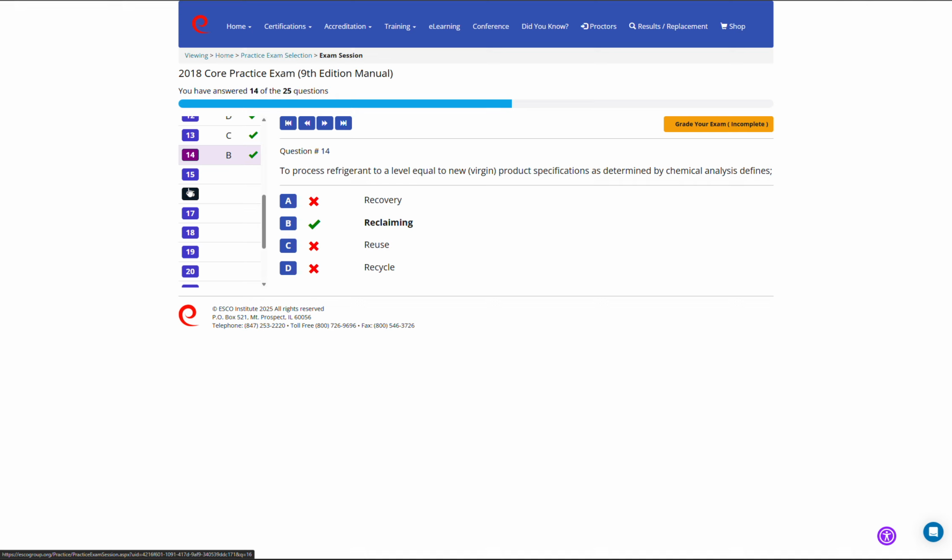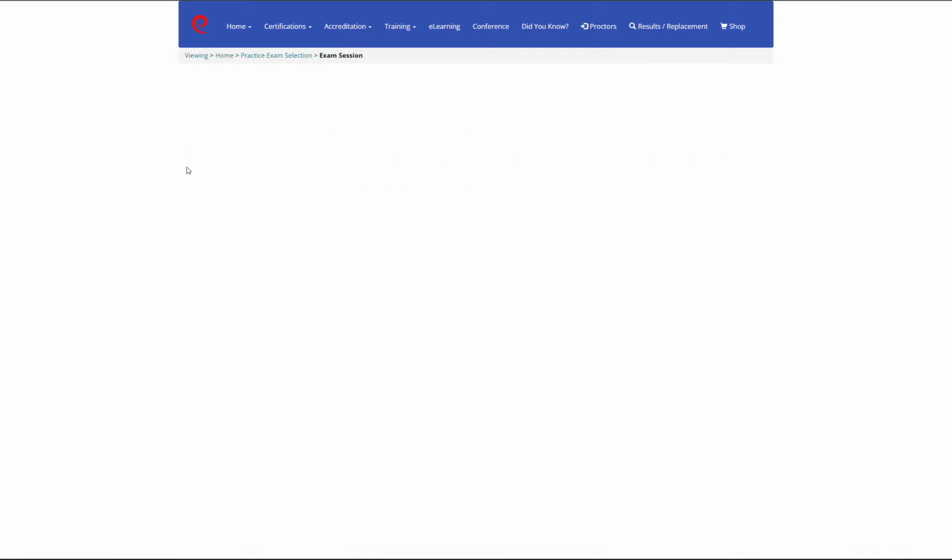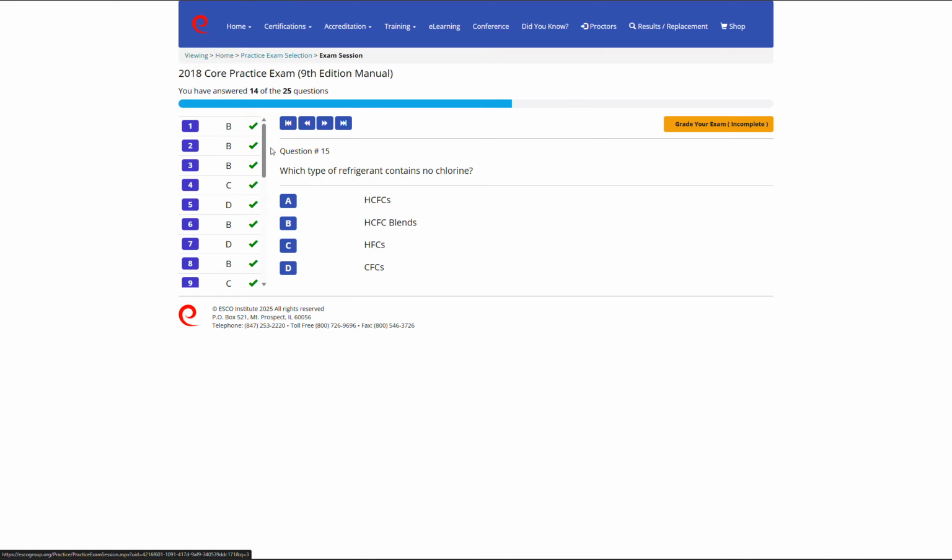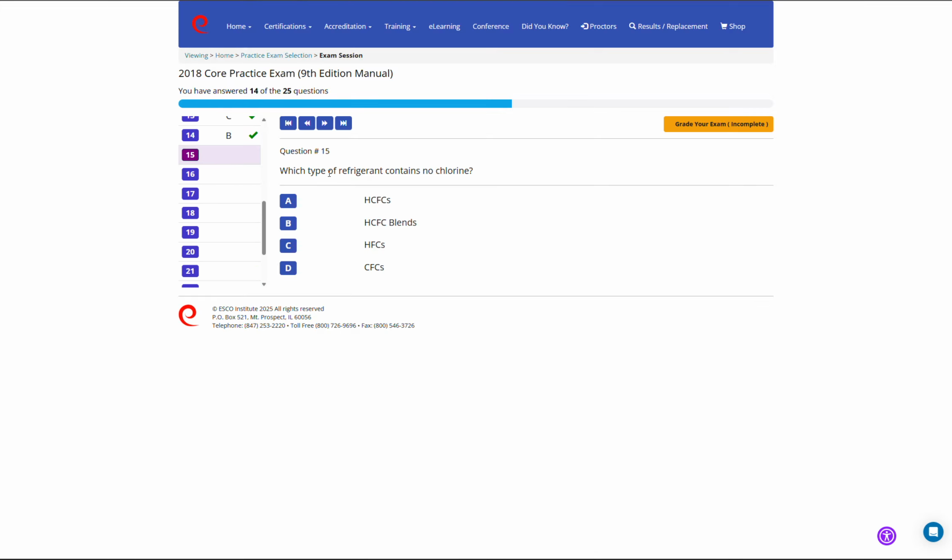Reclaim's the one that goes deep. Lab tested purity, full moisture and oil strip out, filter dryers and all, till it's like new. EPA's definitions are strict. If there's filtration for purity, it's Reclaim. You're nailing the confusion though. What's next? Okay, so question 15.